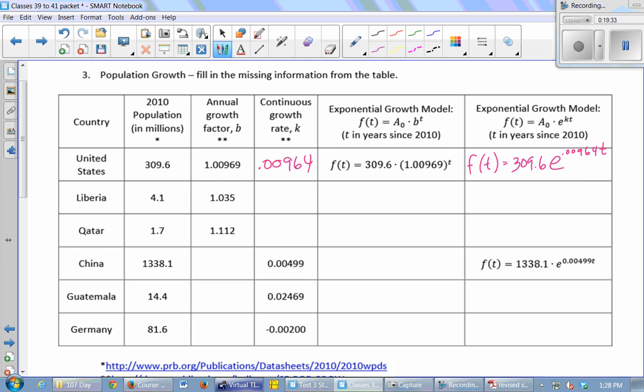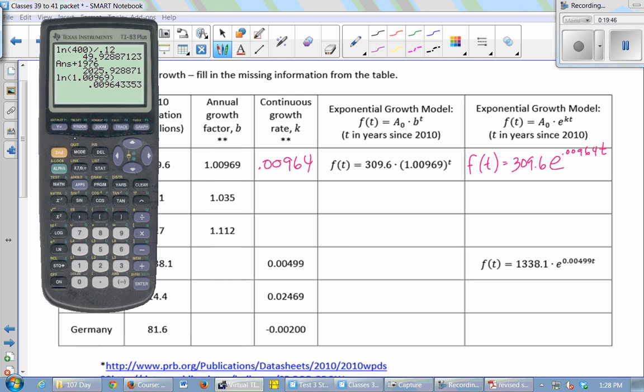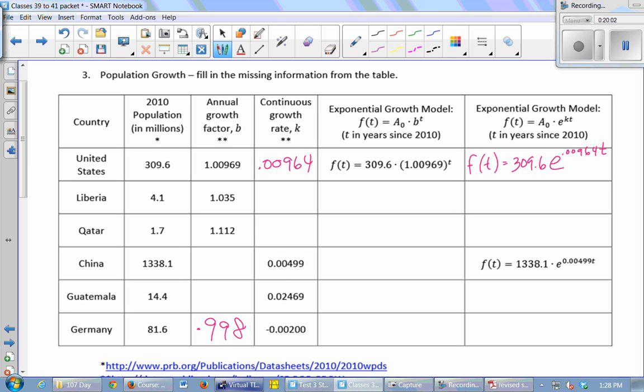Close. Less than 1. Yes. When I do e to this value to get b, it's going to give me a fraction. It's going to be a value less than 1. So let's just quickly do that. If I do e to the k, that's how I get b. So I do e to the negative 0.002, and that gives me 0.998, right? I get a growth factor that's less than 1, which means it's actually decaying.